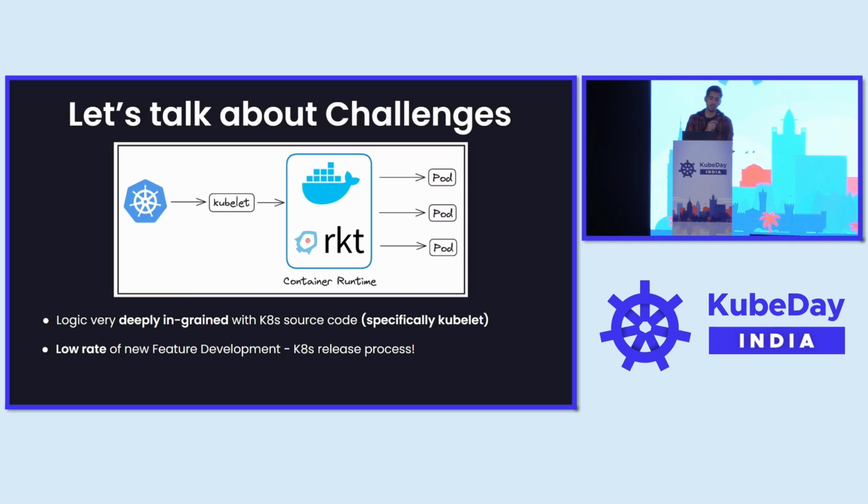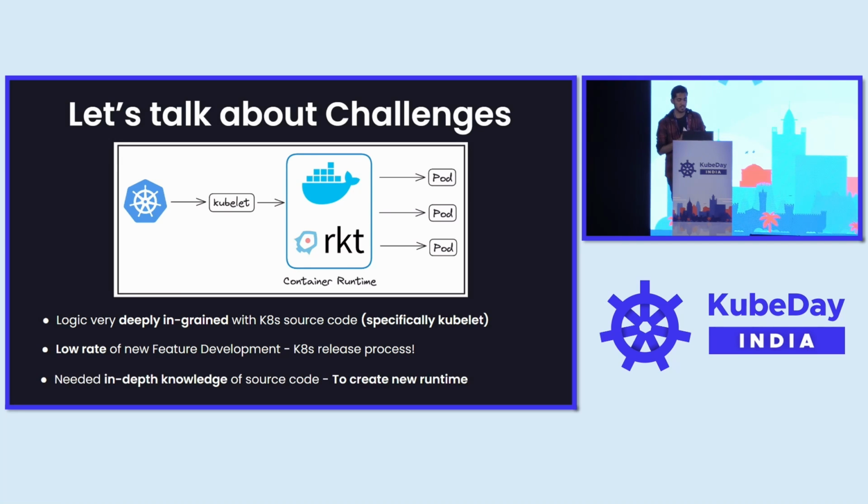The number one was a low rate of new feature development. Now, Docker is a separate tool, right? And Rocket was a separate tool. Both were being handled by separate organizations. So they both had their own release cycles and own feature development, and the new features which were developed separately had to be integrated into the Kubernetes source code. And we all know how lengthy the Kubernetes release cycle is, right? So it was very difficult to add new features, and that's why there was a low rate of new feature development. We saw a very low rate of new features getting integrated into Kubernetes.